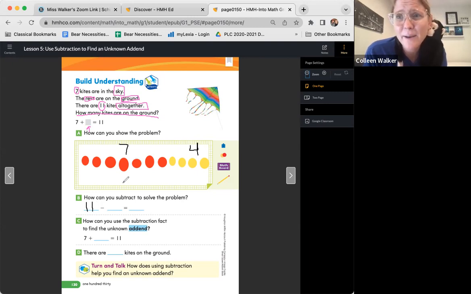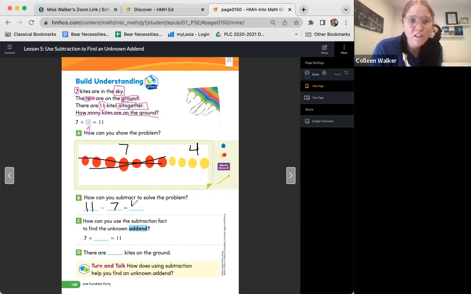And how many kites are in the sky? Yes, there are 7 kites in the sky. Awesome, my friends. And so what is 11 minus 7? So if we have 11 here and we take away 7, how many do we have left?